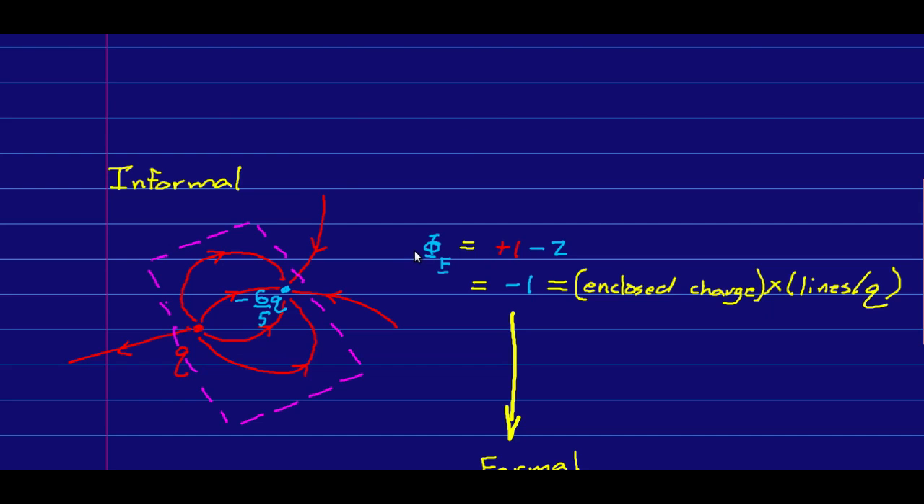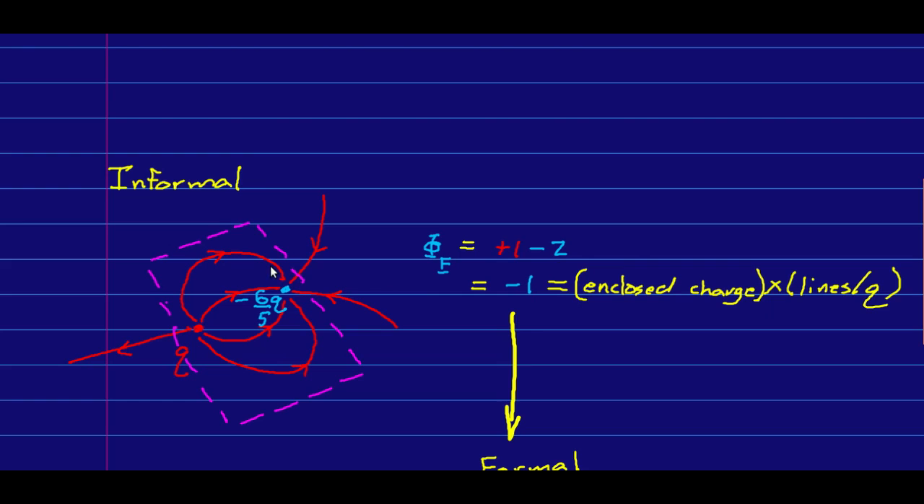Fundamentally, all we're now doing, going from our informal statement of Gauss's law to our formal statement, is defining units. In our informal way of calculating things, we had a flux, which in this case would just be one line out and two lines in. Note that these charges aren't of equal magnitude, and so that gives me a -1, and that is equal to the enclosed charge times the lines per unit enclosed charge.